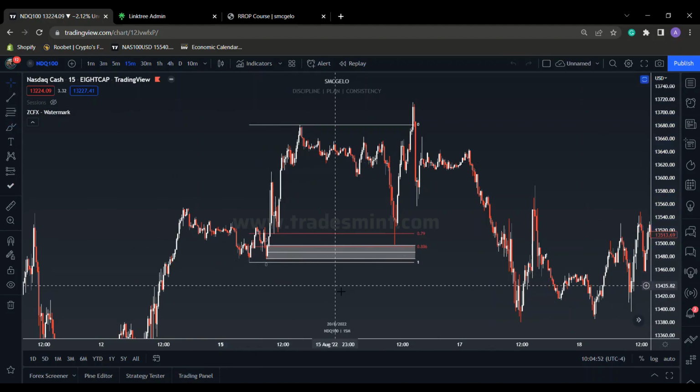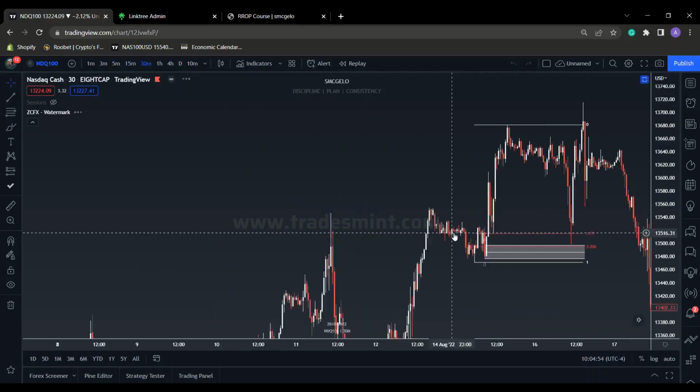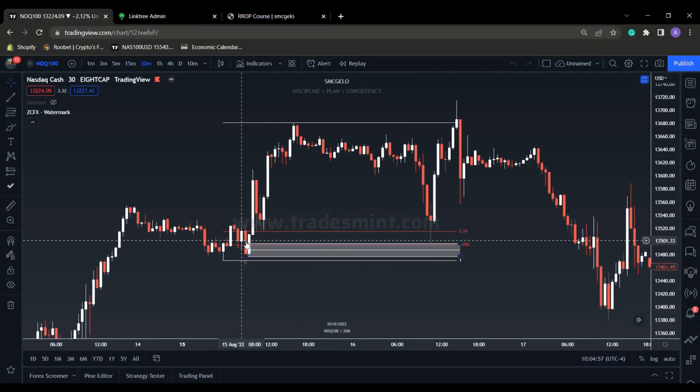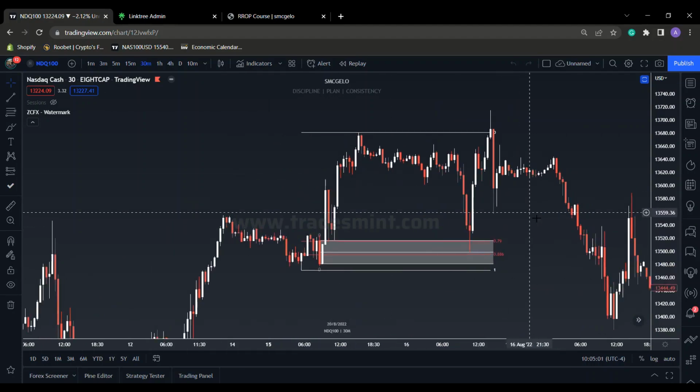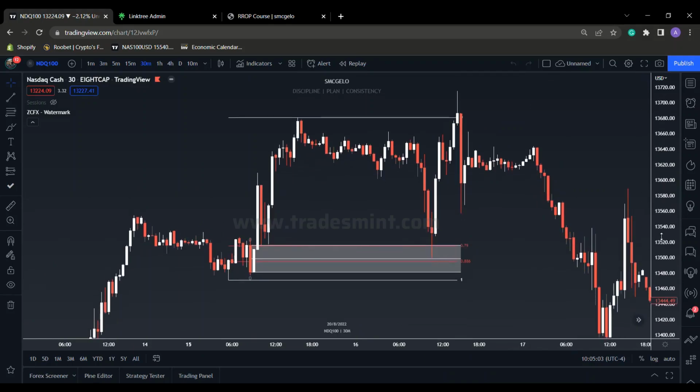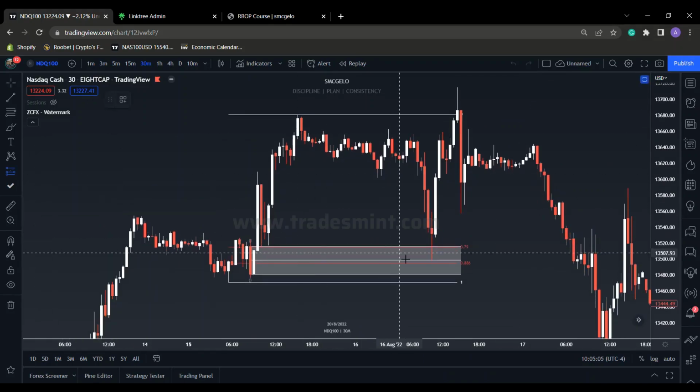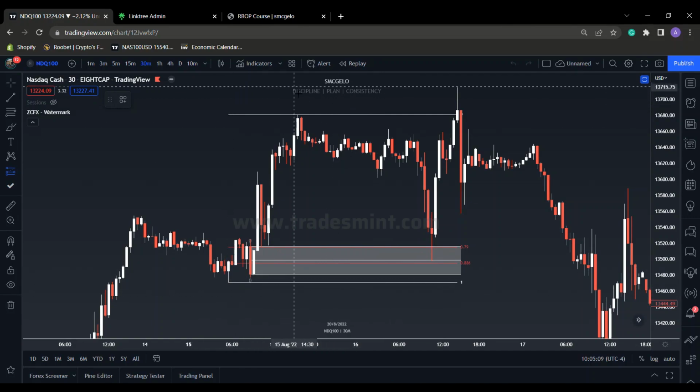Okay, so we pulled the fib, lined up perfectly. If you want, you could have had the 30-minute. I went over this on the supply and demand. I'm sure you guys already watched that because that was before this. But we've got the fib pulled from the swing low to the swing high of the move.